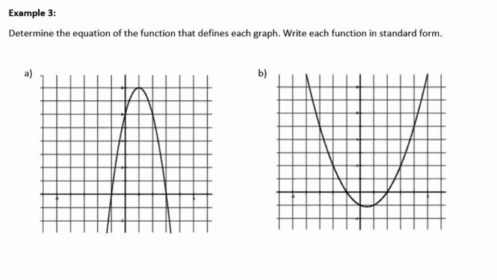So on this first graph A, our vertex is at 1 and 8, which is our max value there. We have a y-intercept of 0 and 6. We have x-intercepts of -1 and 0, and 3 and 0.